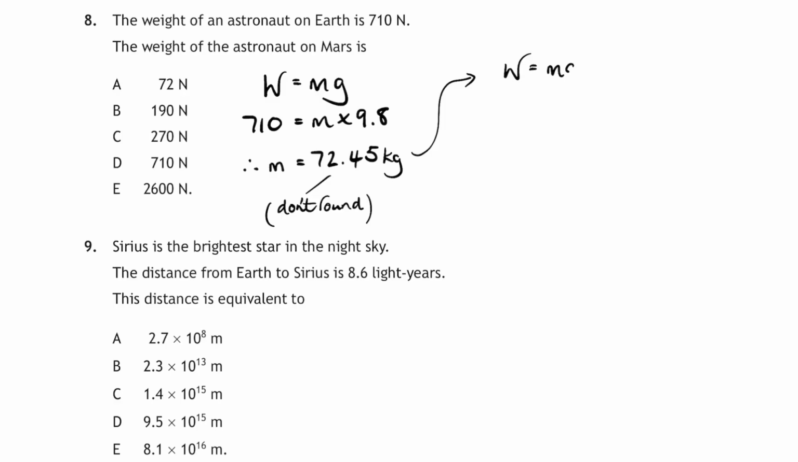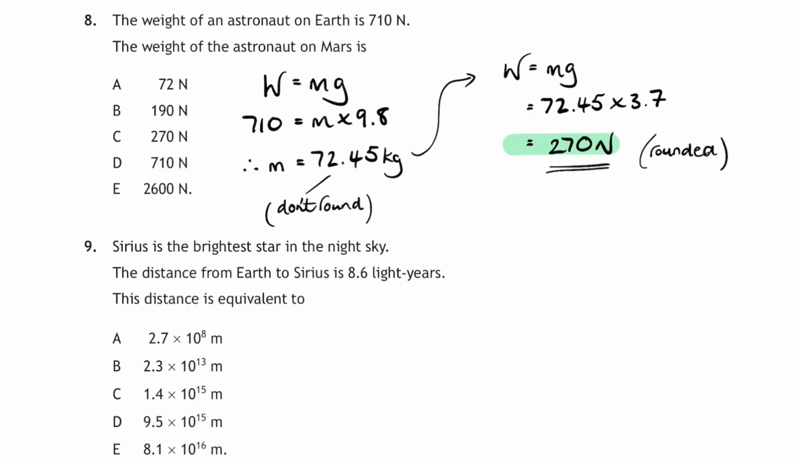So W equals mg. We're going to use the mass of the guy, which is 72.45, and the gravitational field strength from your data sheet. Remember we said that earlier? Well, that's 3.7, and that gives you an answer of 270 newtons. That's it rounded. That's his weight on Mars, so that corresponds to answer C, 8C.